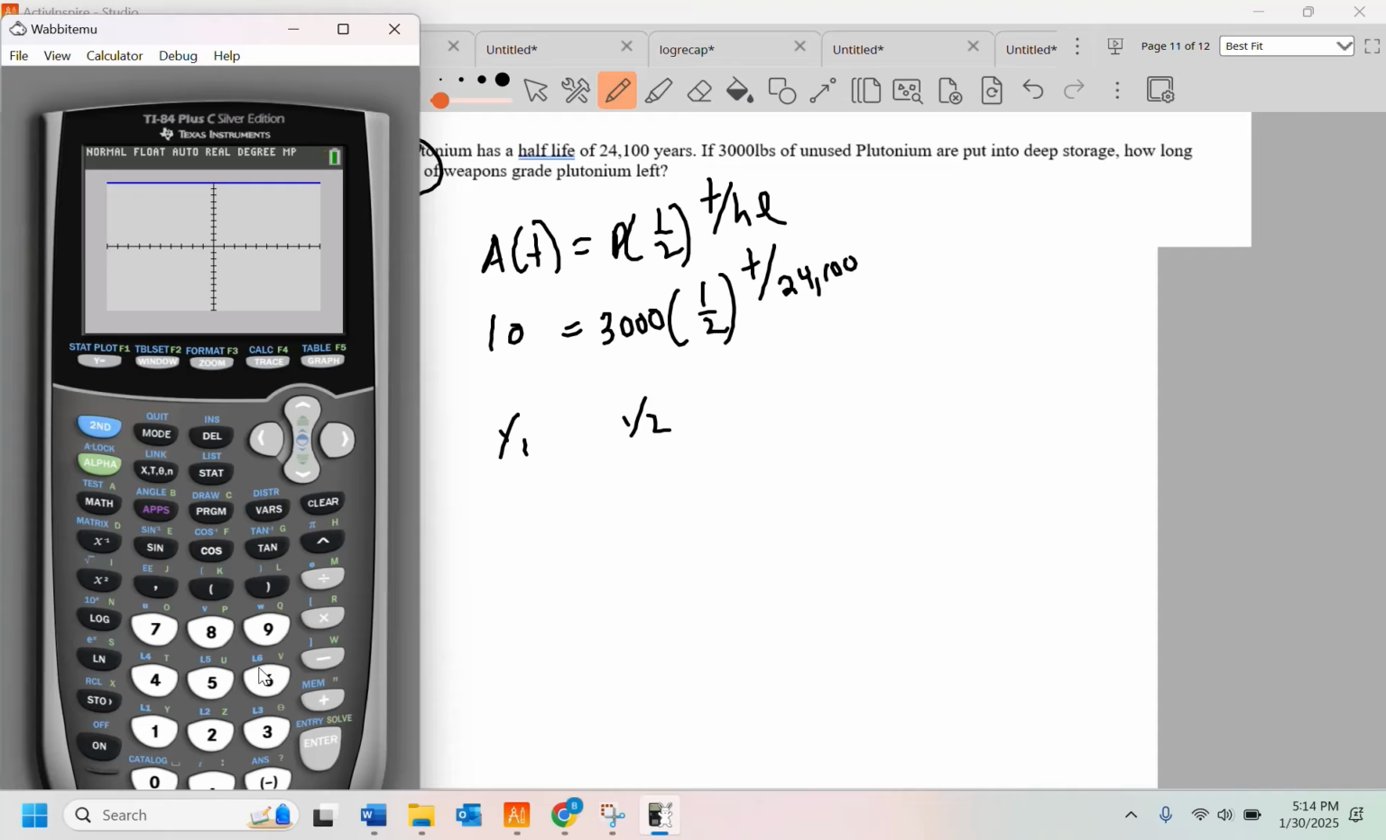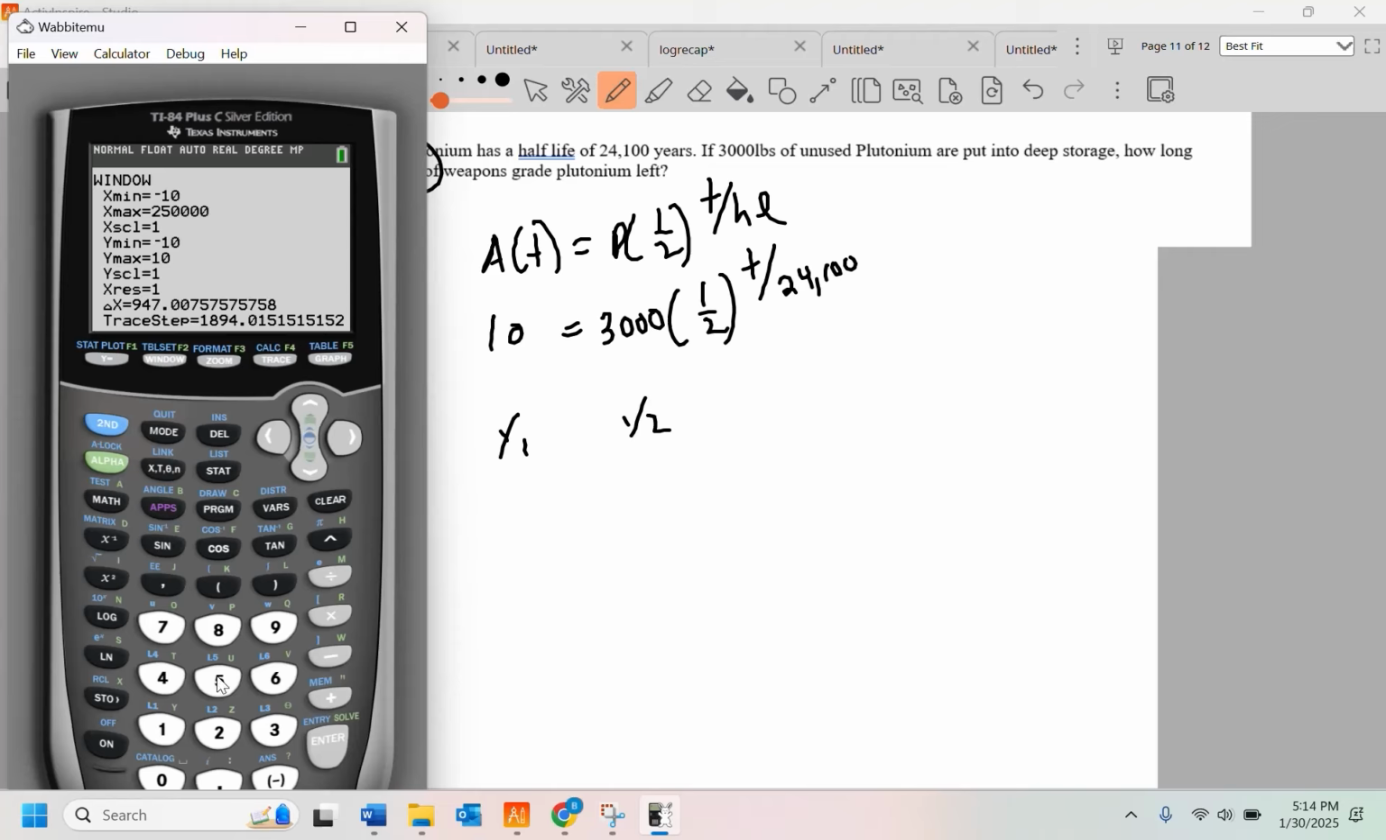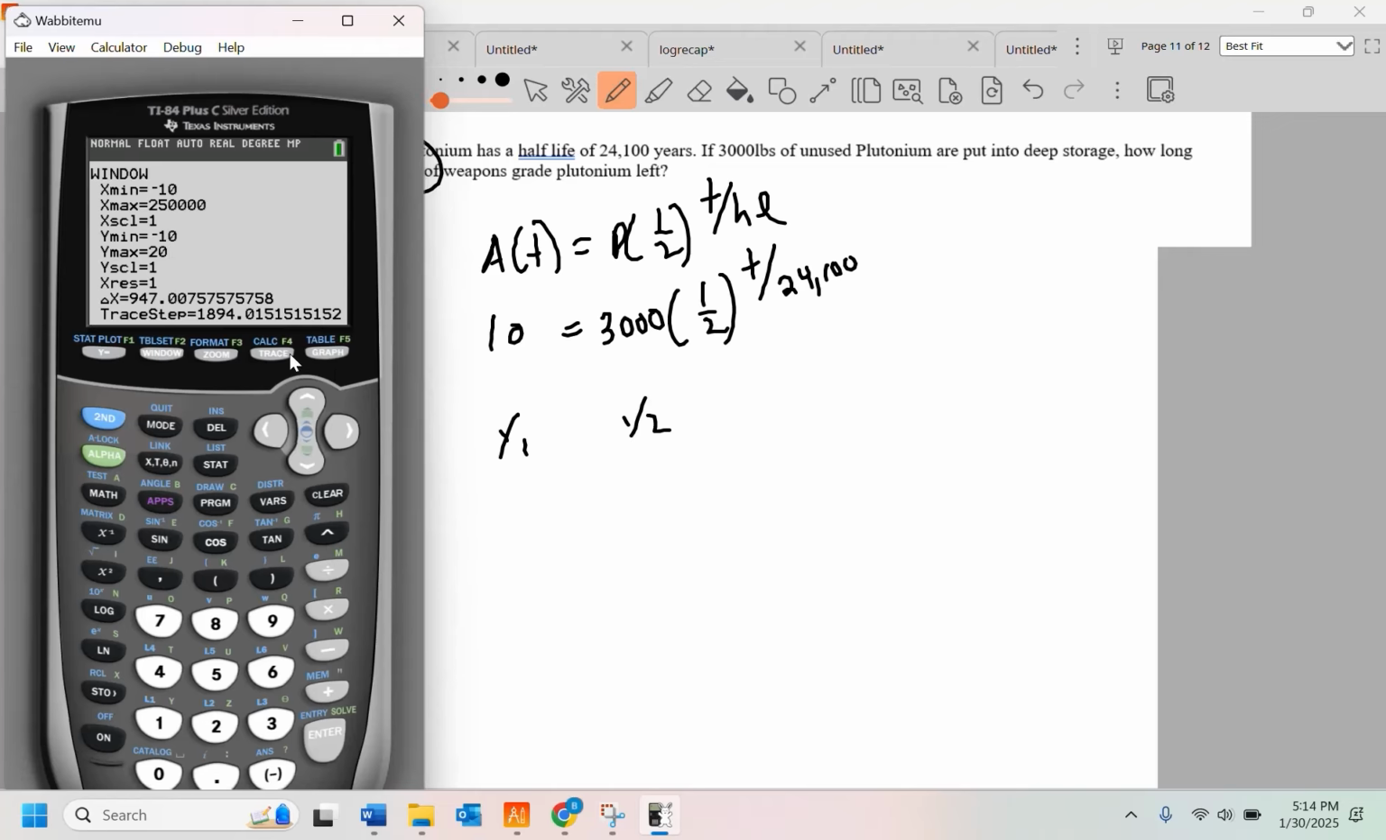So when it comes to my window settings, if I have a half-life of 24,000 years, I'm probably going to want to look out pretty far. I'm going to go out 250,000 years. I have no idea what the answer is. I just made up some numbers and threw them on a piece of paper. I am going to adjust the Y-max up to 20 for no good reason. Actually, there is a good reason because it's more than 10.